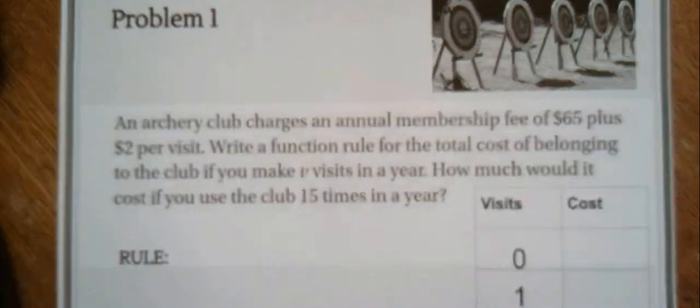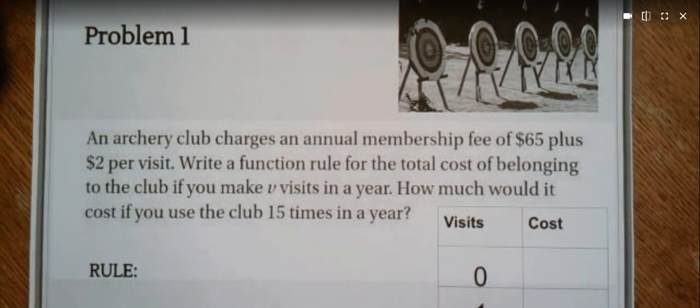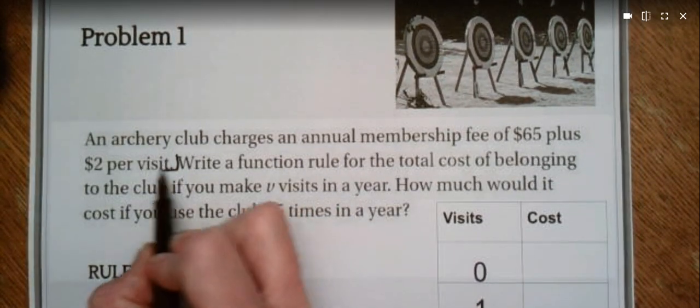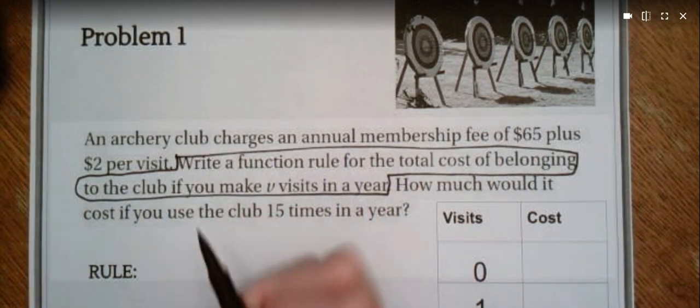Here's problem number 1. We have an archery club that charges an annual membership fee of $65 plus $2 per visit. We want to write a function rule for the total cost of belonging to the club if you make any number of visits in a year. So this is what we're trying to do. We're writing a function rule for the total cost of belonging to the club.